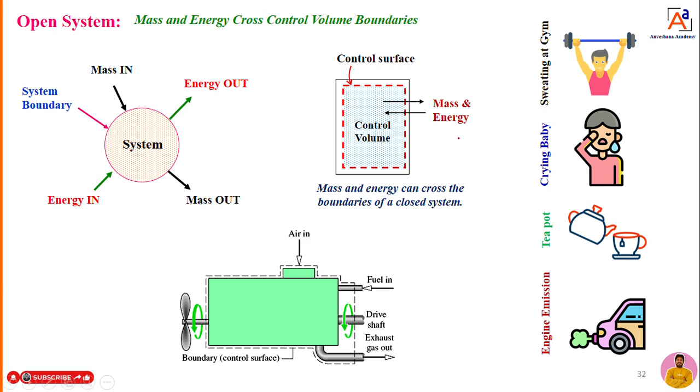Those live examples for open system you can see here now. When a man is doing exercise in the gym, he is sweating. When he is sweating, some hot water particles are coming. You can assume the human body as a system. From the system, what happens? Hot water particles, when sweating, are coming from his body. That means hot particles are carrying a certain amount of heat as well as mass. Hence it is an open system.